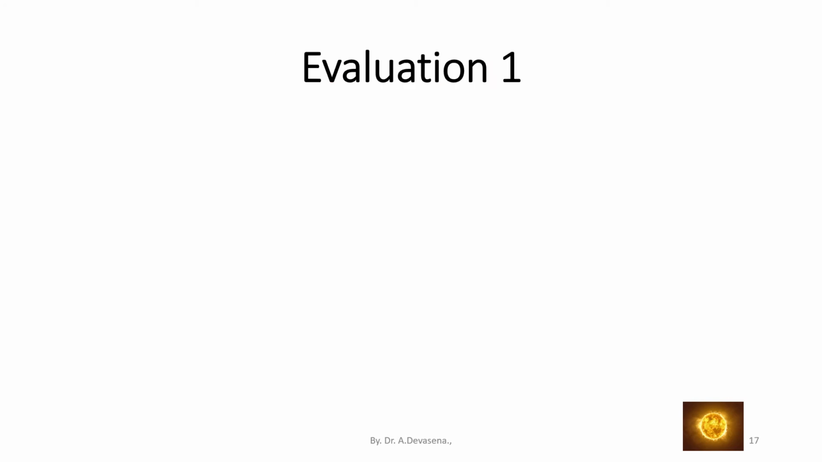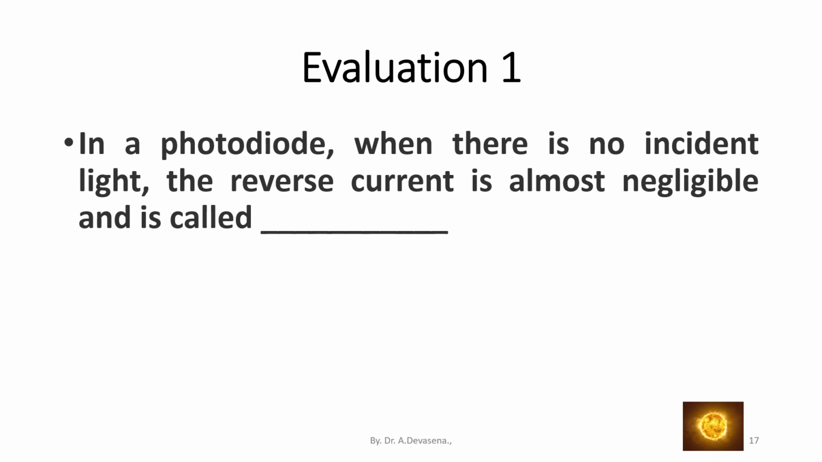So far we have discussed about the theory of the photodiode. Let us discuss about the evaluation. Question number 1. In a photodiode, when there is no incident light, the reverse current is almost negligible and is called dash. The answer is dark current.